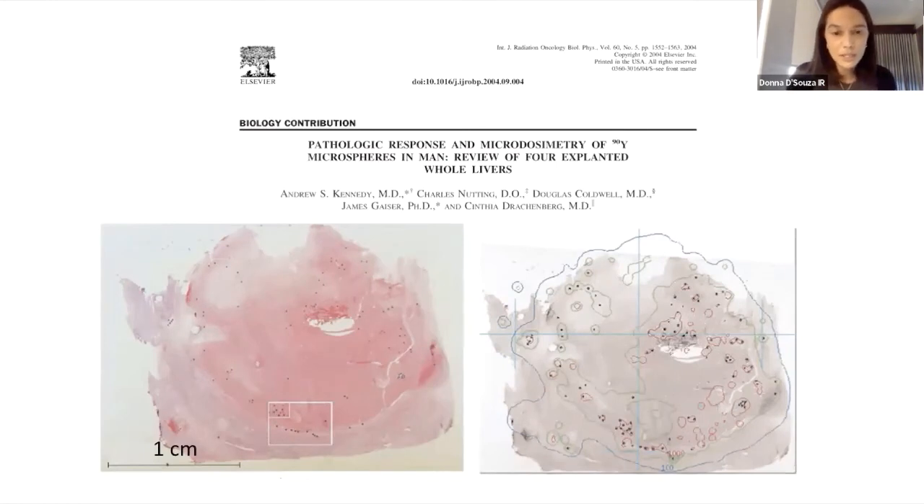They looked at glass and resin specimens, and they found that predominantly the beads, this was Andy Kennedy's paper from 2004, deposited in the periphery of the tumor in clusters, regardless of which product you used. And the dose maps, if you looked at the dose versus the bead distribution, were very heterogeneous.